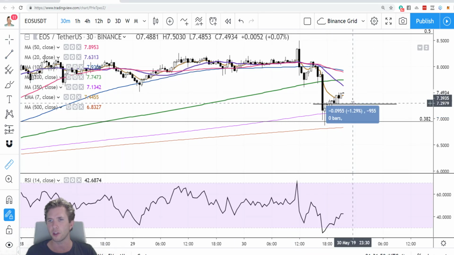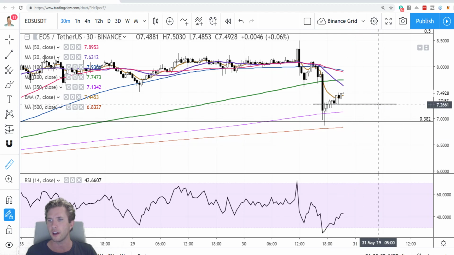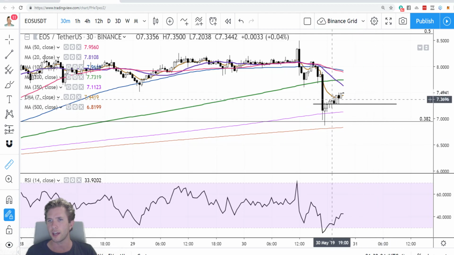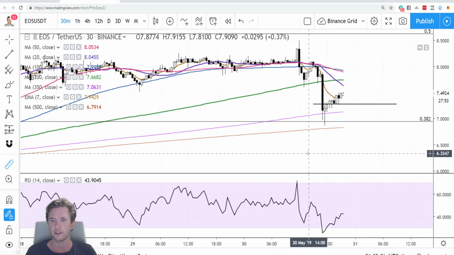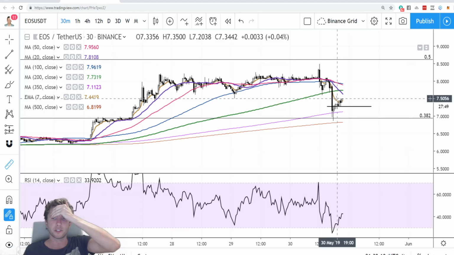It's high risk but low risk because it's kind of dependent on Bitcoin. So less than 2% risk. 7.29 is where you can set your stop loss now. But again, we can always wait for better setups. This is kind of knife catching.